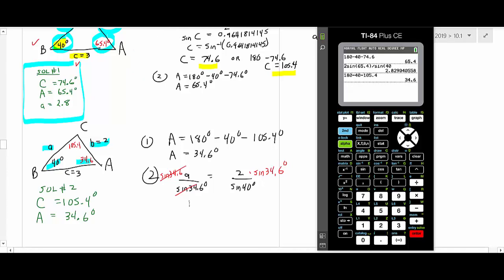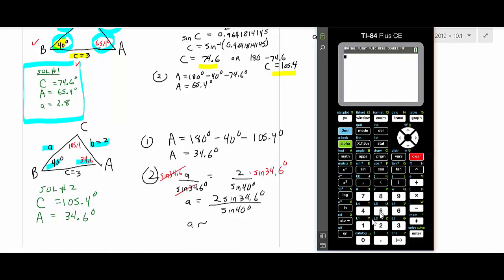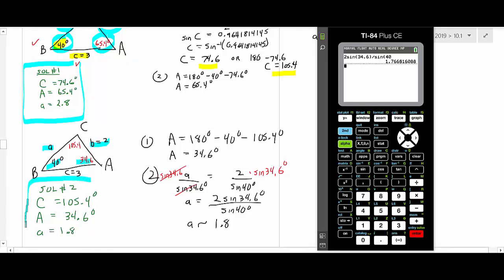Okay, get the calculator out. So A is going to be 2 sine 34.6 degrees over sine of 40. I'll round that to 1 decimal. Just do that on the calculator: 2 sine 34.6, close parenthesis, divide by sine 40, and we end up having 1.8. So I'm going to record that. A is equal to 1.8. This gives us solution number 2.